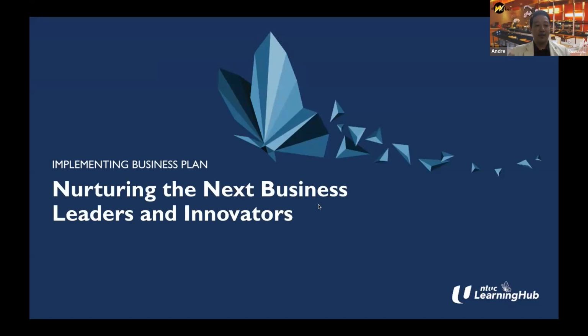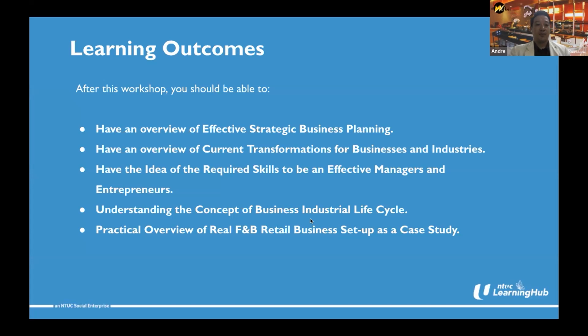So I'm actually coming from the bigger picture, and I will slowly zoom down later on several techniques that you can actually use to start your home baking business or other home businesses as well. So without further ado, these are some of the learning outcomes that you will be learning throughout this presentation. Number one, you will have an overview of an effective strategic business planning. You will have an overview also of the current transformation, because between the industrial revolution, between the informational revolution, and now social revolution, there are a lot of changes and there are a lot of challenges as well as opportunities.